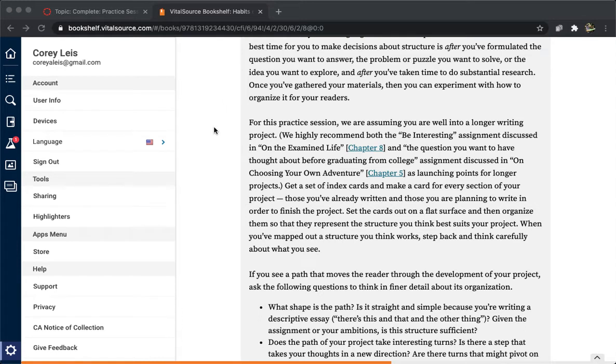For this practice session, we are assuming you are well into a longer writing project. We highly recommend both the Be Interesting assignment discussed in On the Examined Life, Chapter 8, and the question you want to have thought about before graduating from college assignment discussed in On Choosing Your Own Adventure, Chapter 5, as launching points for longer projects. Those are their suggestions.